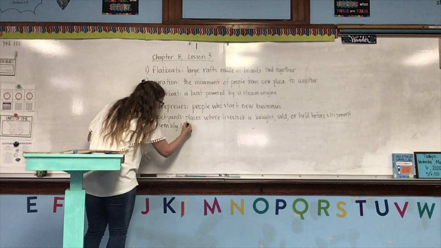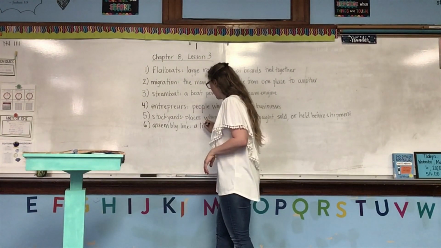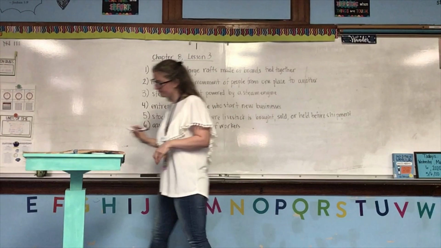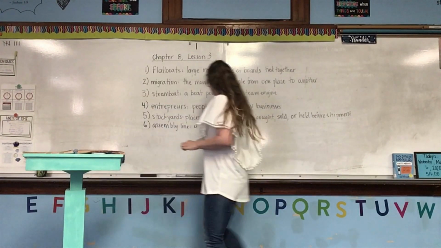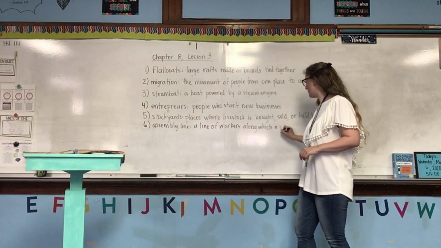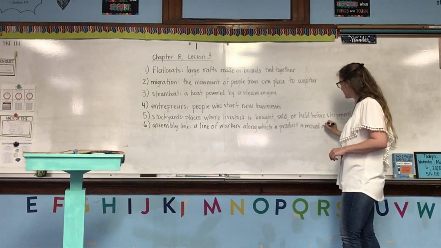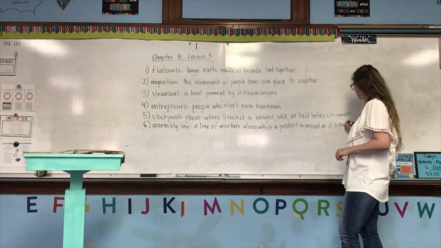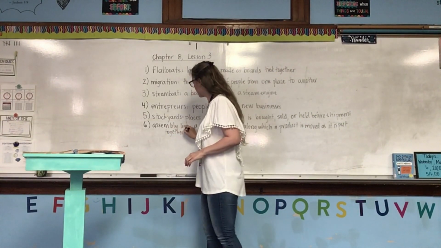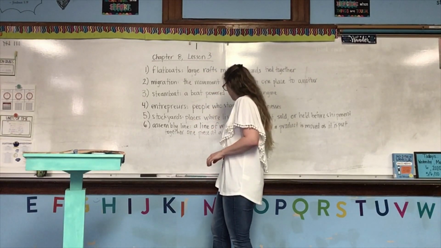So, number 6 is the word assembly line, or the phrase, really, term, I guess we could call it. And an assembly line is a line of workers along which a product is moved as it is put together one piece at a time.